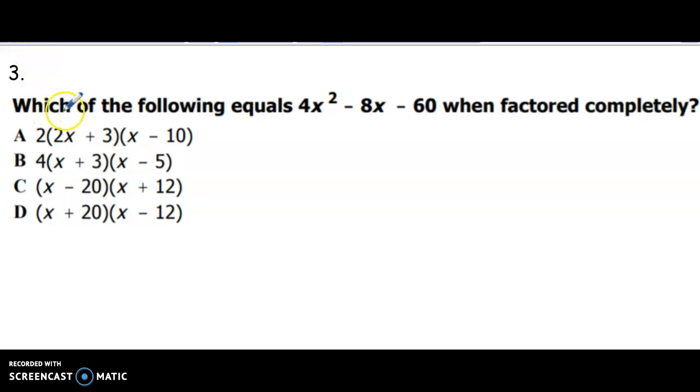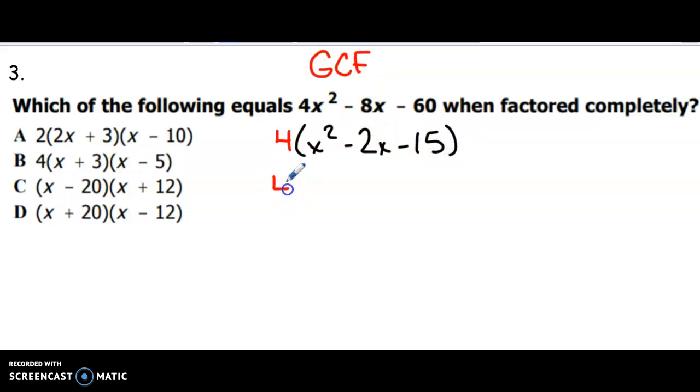Which of the following equals this when completely factored? Always look for GCF first. In this one, I can take a 4 out of everything, and I have x squared minus 2x minus 15. I leave my GCF out, and then I try to factor into two parentheses. This tells me that my signs will be different in my parentheses, so I'll have 1 plus and 1 minus.